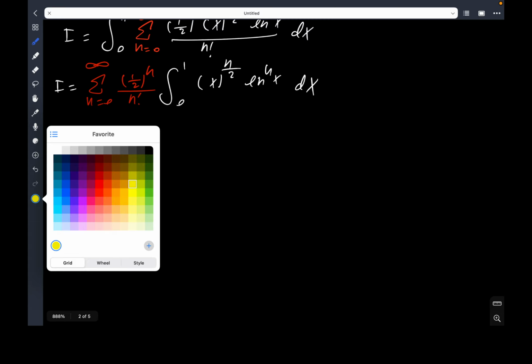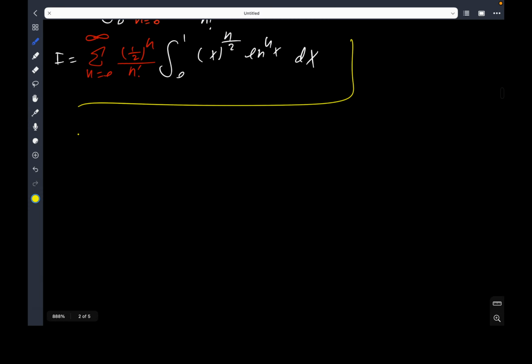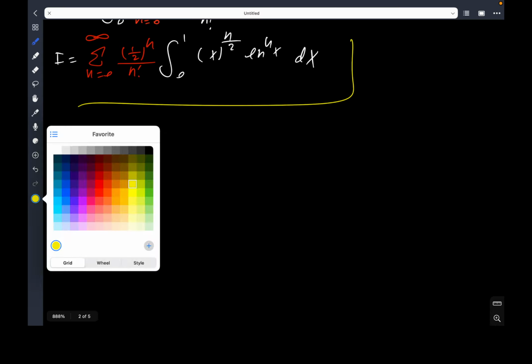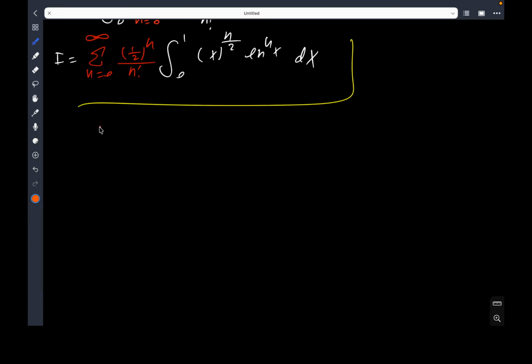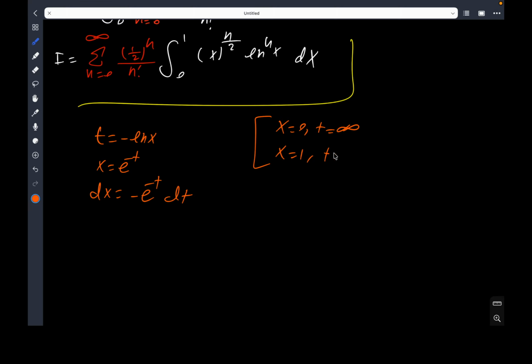Now, here I'm going to introduce a new variable. I'm going to use a substitution here. I'm going to say t equals negative ln x. Therefore, x equals e to the negative t, and dx is negative e to the negative t dt. And if x equals 0, t equals infinity, and when x equals 1, t equals 0.